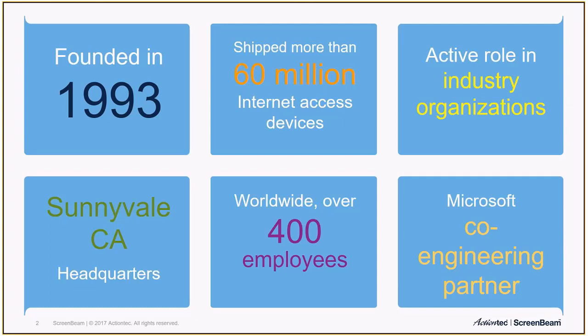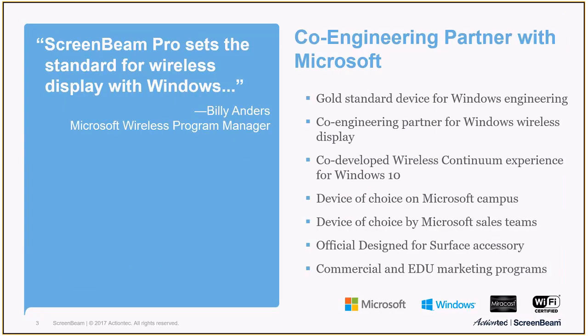Over the past few years, we've extended our Wi-Fi expertise into wireless display technologies. Wireless display is the ability to mirror content from a mobile device to the big screen. What differentiates us from other competitors is that we're Microsoft's co-engineering partner for wireless display. Together with Microsoft, we created ScreenBeam wireless display receivers. These receivers attach to the touchscreen monitor, interactive whiteboard, or TV. With ScreenBeam wireless display receivers, you can mirror content from a Windows 10 device to your classroom display without using cables. ScreenBeam is the gold standard for wireless display in Windows 10.